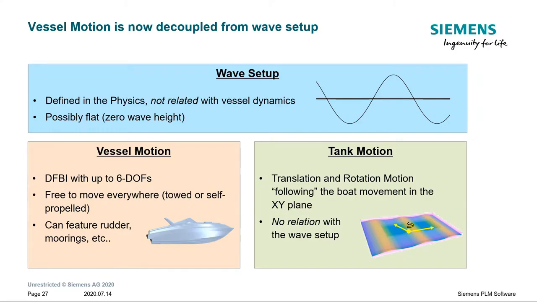On the other hand, the motion, which is not linked at all with the wave, is set up via a classical DFBI up to 6 degrees of freedom. If you want, you can include rudder, moorings, or other external forces or moments, and that can of course be either towed or self-propelled. A special treatment is for the tank, the moving forced wave tank I mentioned. Indeed, for the tank, we are actually applying a translation and rotation motion just to follow the boat movement in the XY plane. And again, there is no relation with the wave setup.